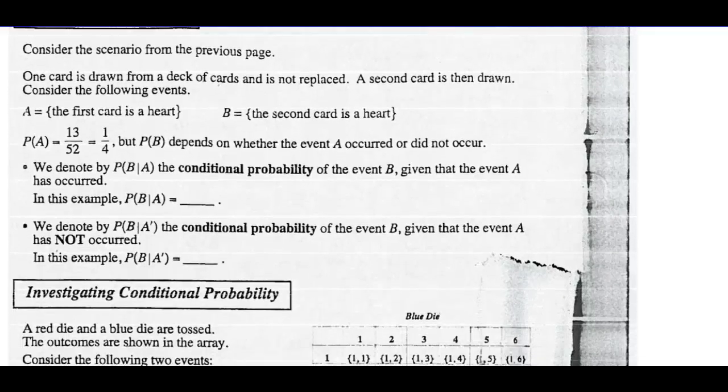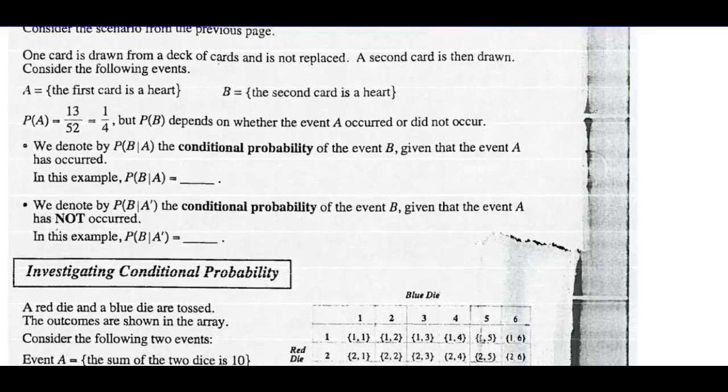Conditional probability. Consider the scenario from the previous page. One card is drawn from a deck of cards and is not replaced. A second card is then drawn. Consider the following events. The first card is a heart. The second card is a heart. We said the probability of A, the first card being a heart, is 1/4. But the probability of B depends on whether or not event A has occurred.